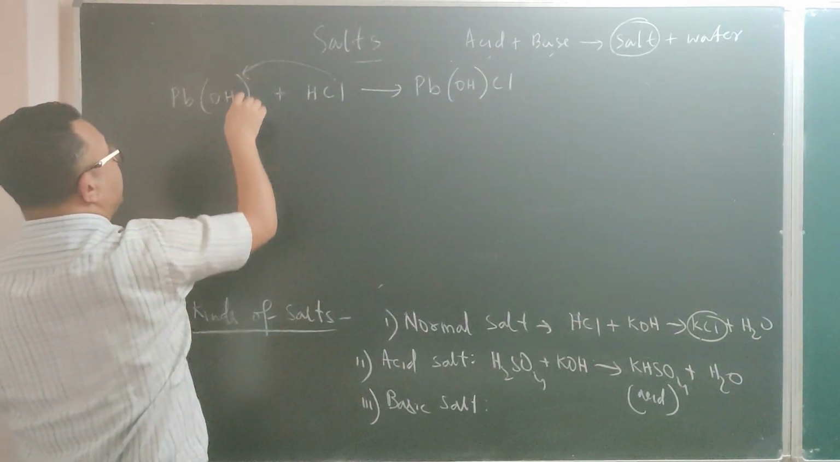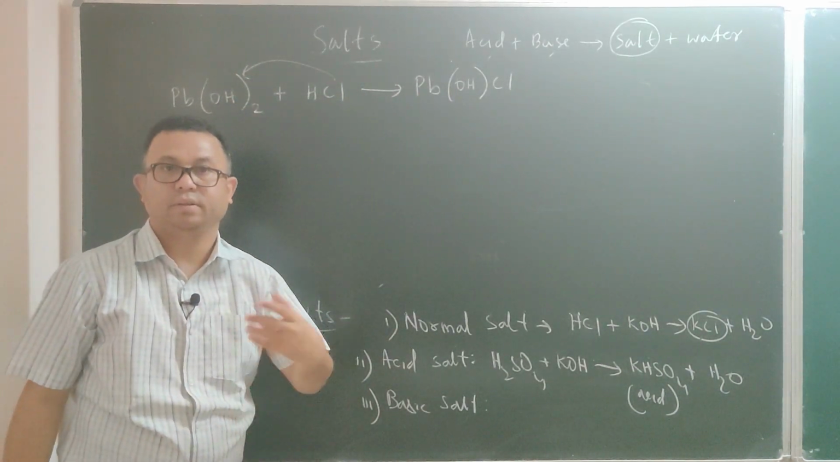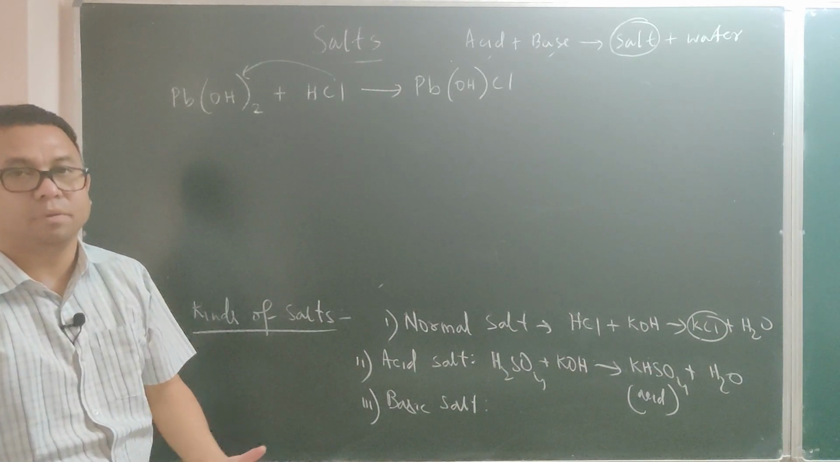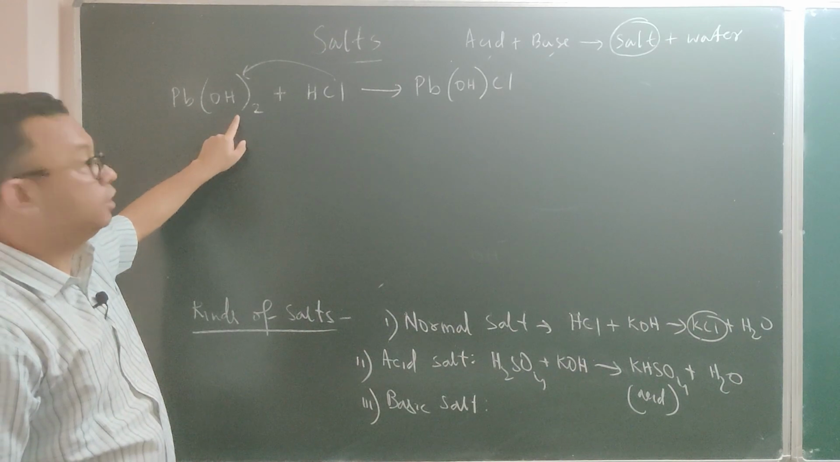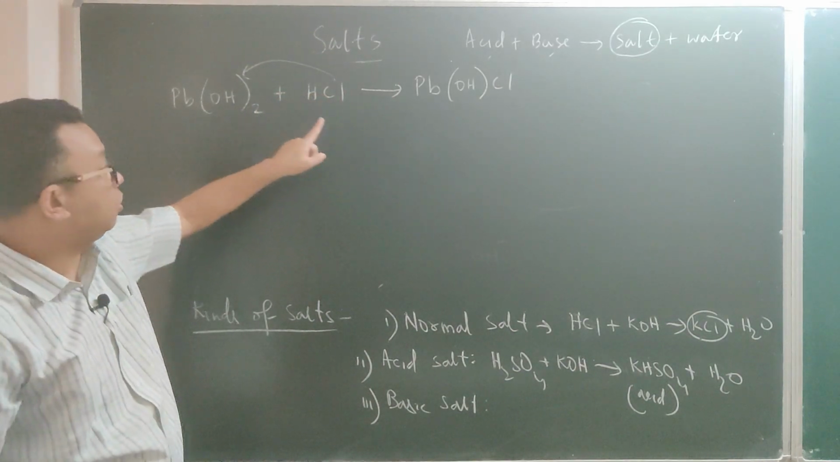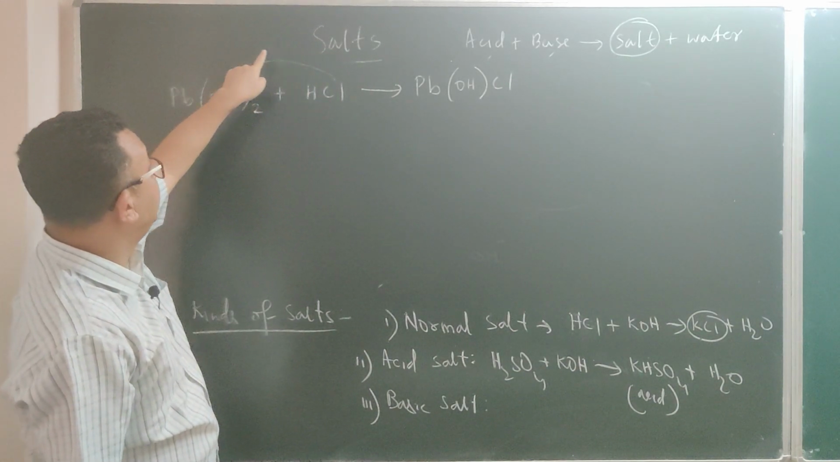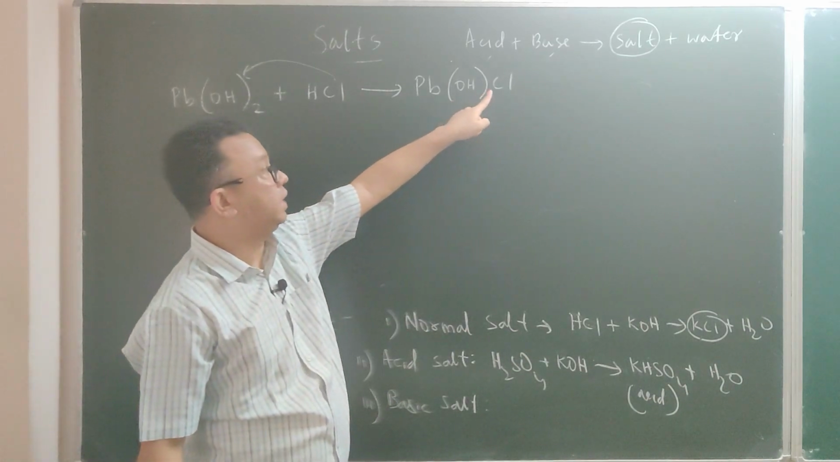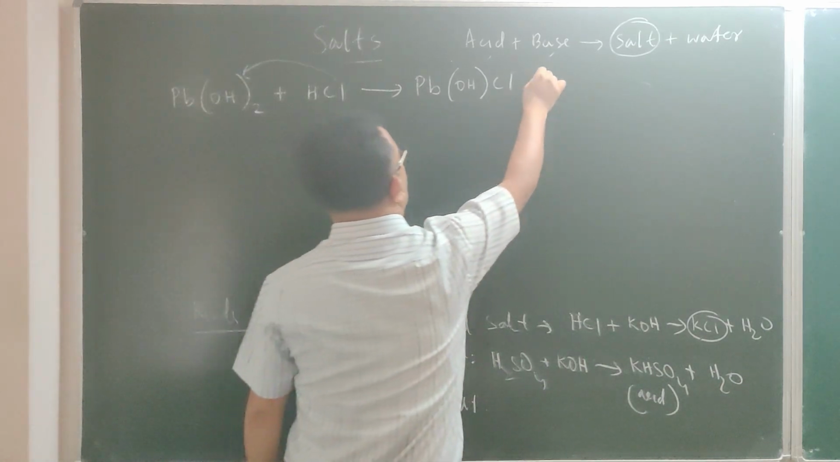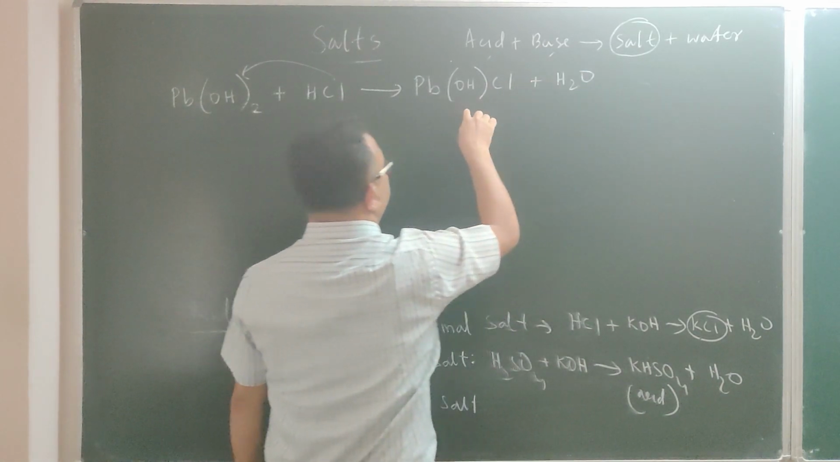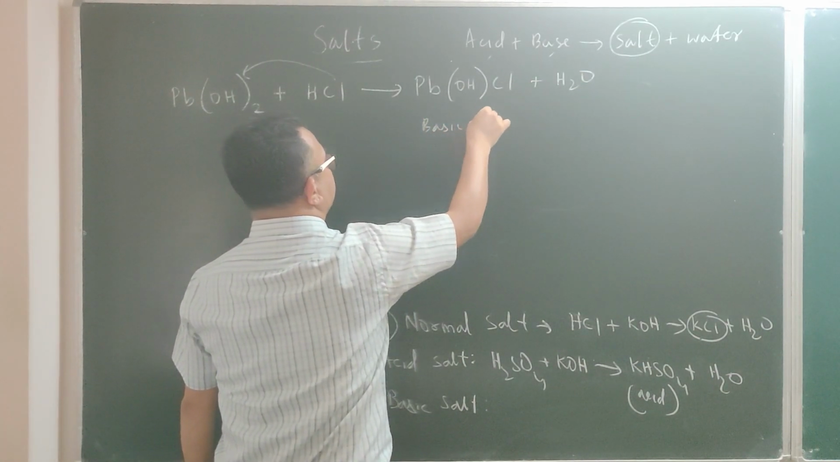This Cl is going and replacing it. Previously we discussed incomplete replacement, partial replacement of hydrogen ion, but here it is partial replacement of hydroxyl ion. So out of 2, only one is replaced, and who is replacing? Not the metal, it is the anion which is replacing it. You can see one of the OH ions has been replaced to give you a salt, and the other one is water. Such a salt is a basic salt.